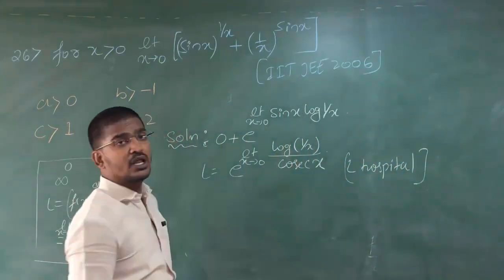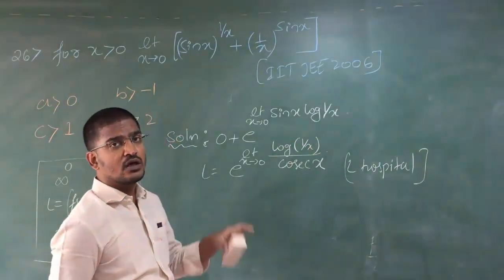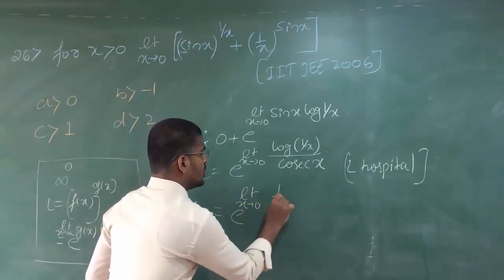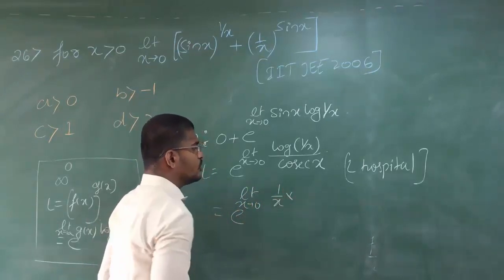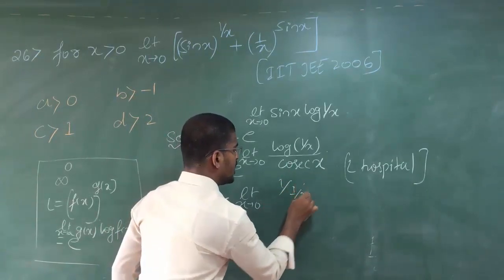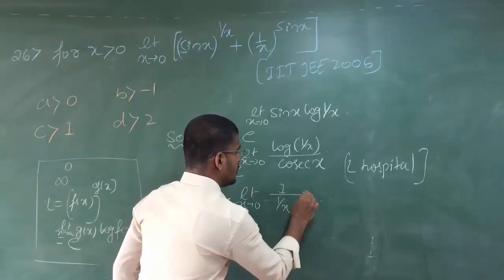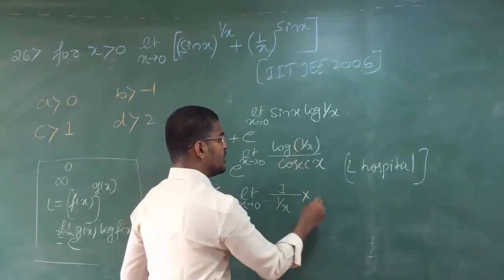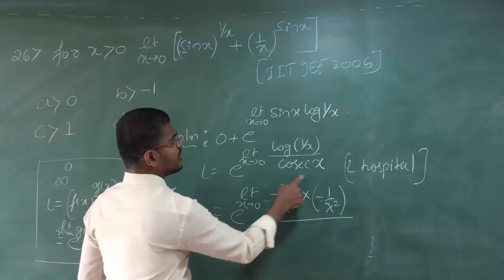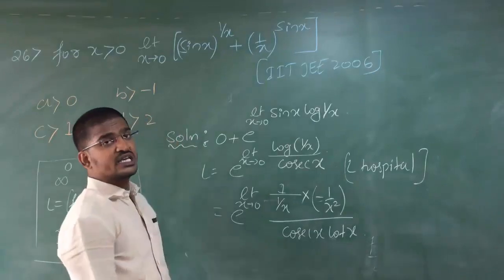Here you apply L'Hospital rule. What you are going to have? Differentiation of log of 1 by x. Differentiation of log of 1 by x is what? 1 divided by 1 by x and complete multiplied with differentiation of 1 by x is what? Minus 1 by x square. Clear? Divided by cosec x differentiation is cosec x into cot x. Cosec x into cot x.